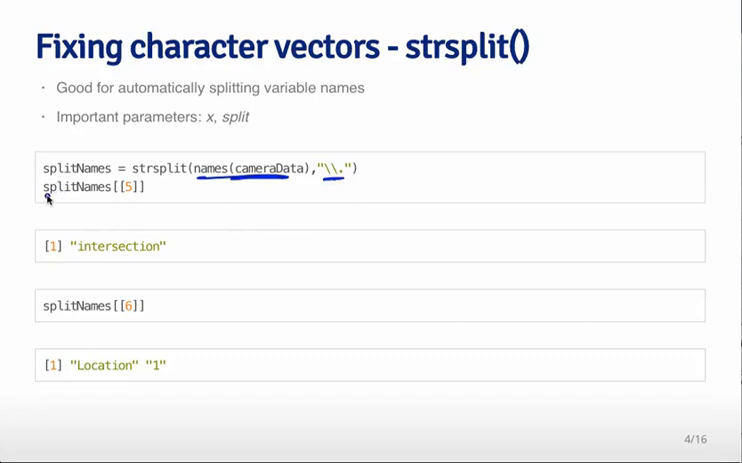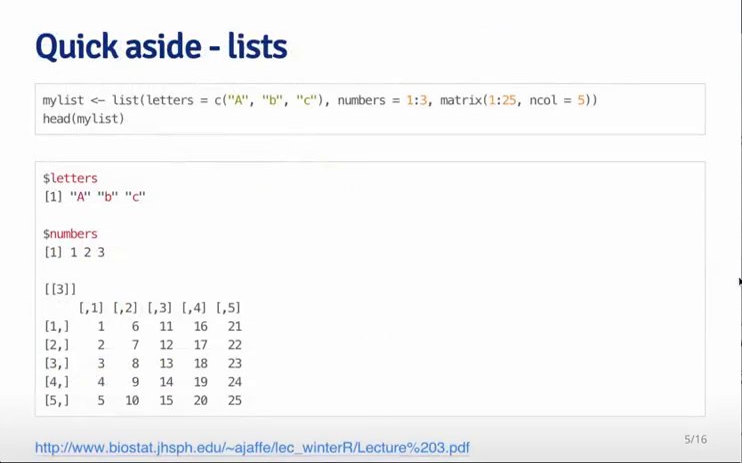If I look at the data set that comes out, splitNames, which is just a list, you can look at, say, the fifth element, which corresponds to the intersection variable, and you can see that nothing happened there. It's just one element because there were no periods in that variable name. But if you look at the sixth element of that list, you see that the location variable has now been split into two components, the location and the one, and the dot has been removed. So we've been able to split that variable out.